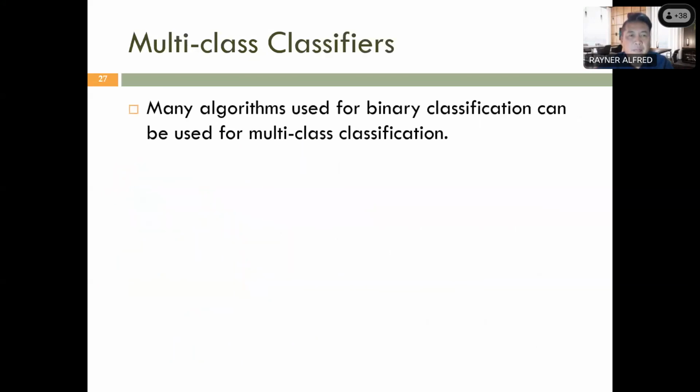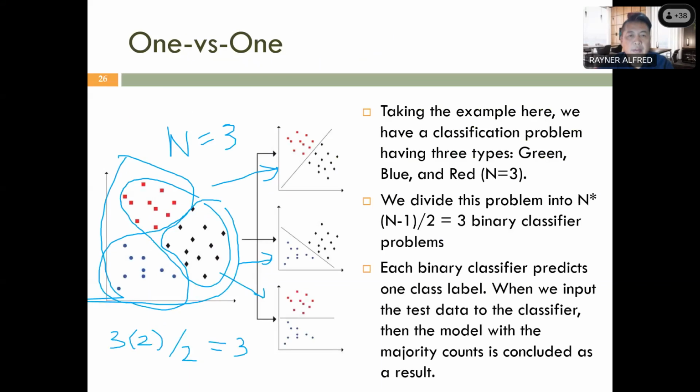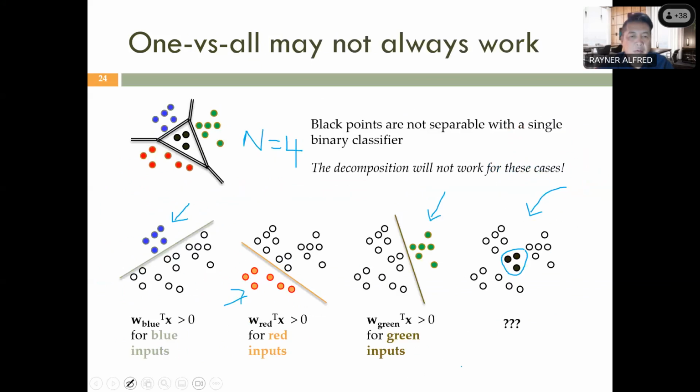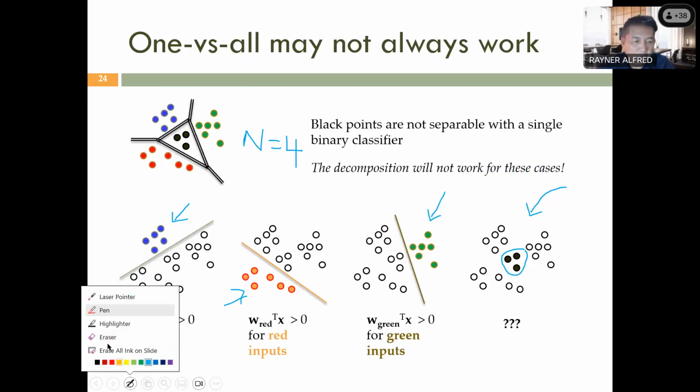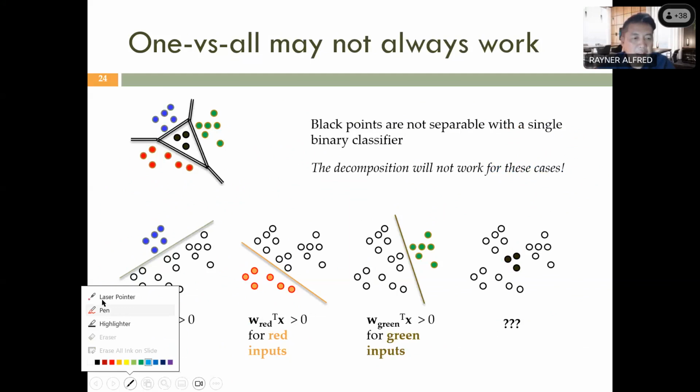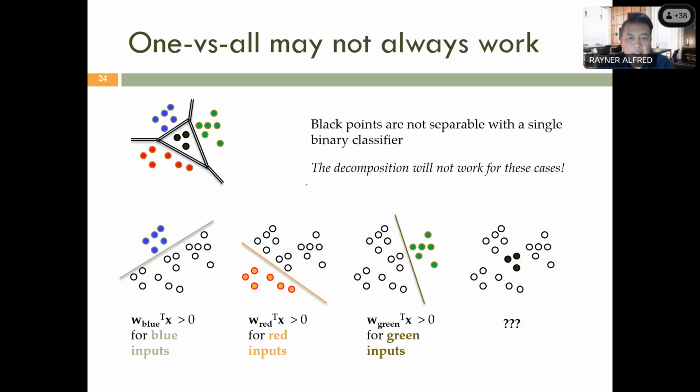Okay. But for this one, how do we perform this? So we're supposed to get how many models here? If we repeat again, since we have 4 classes here, we should have 4 times 3 divided by 2. So this is 6. Okay. So for this one, 4 classes, we should have 6 models. So how do we get the 6 models?